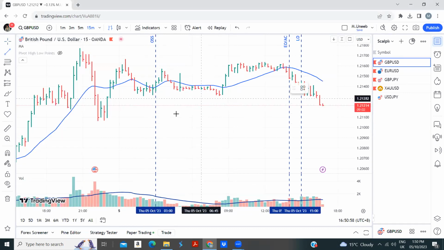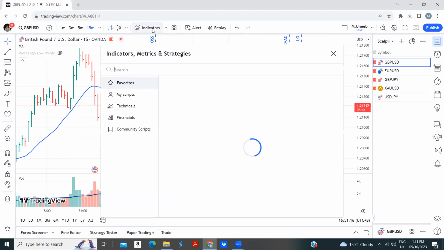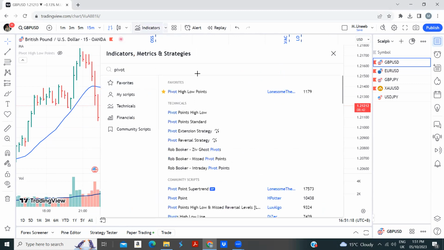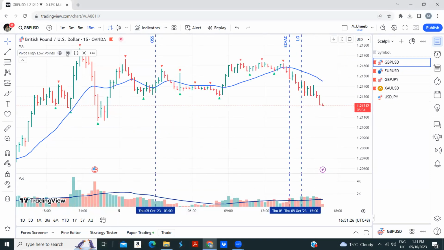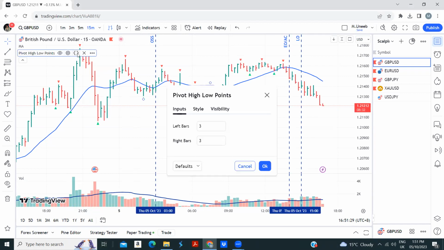Here we go. We will first mark down the lowest point of this chart. We're going to mark down the overnight high and overnight low between the OSS and EO session. How are we going to do that? I have this indicator, Pivot Point High and Low by Lone Sum. You can search for it. I have it on my chart. I will unhide it, go to the settings, and make sure in the input bar the left bars are 3 and the right bars are 3.